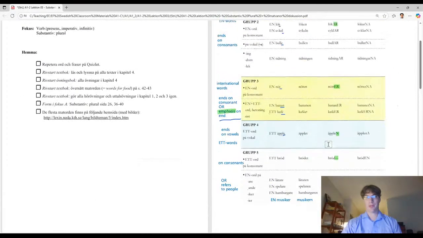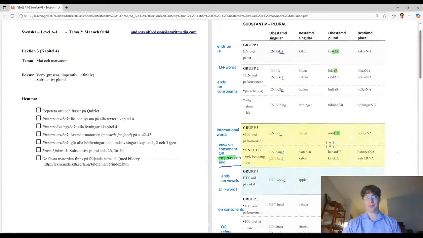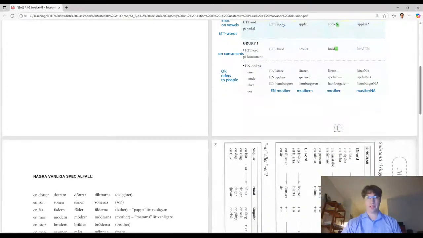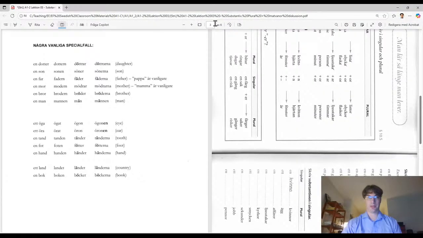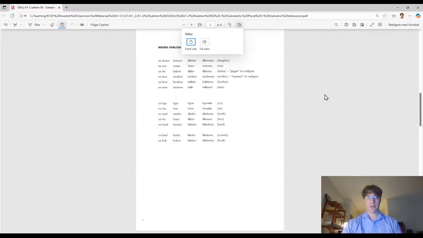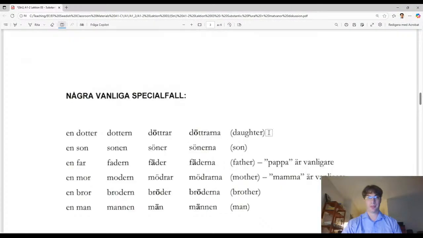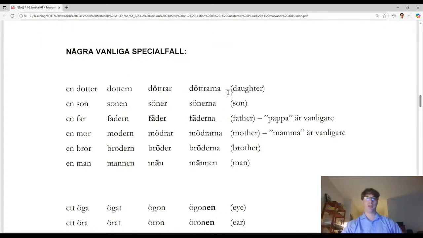So there you have the basic setup for all the plurals in Swedish. Now, there are some exceptions. Let's take a look at those. So here we have a page of exceptions. Några vanliga specialfall. So we have, for instance, en dotter.